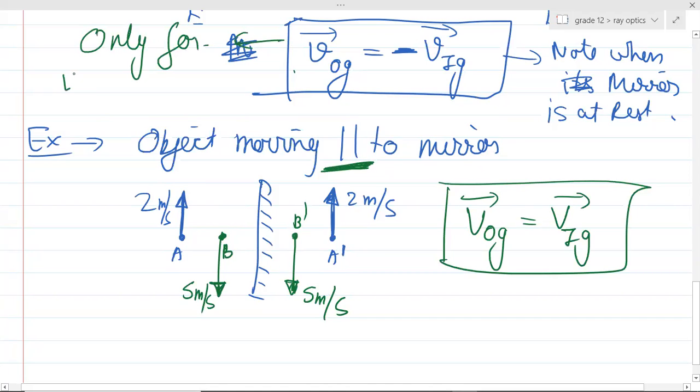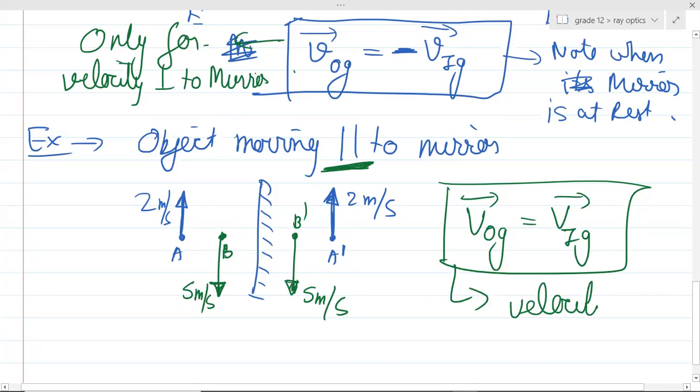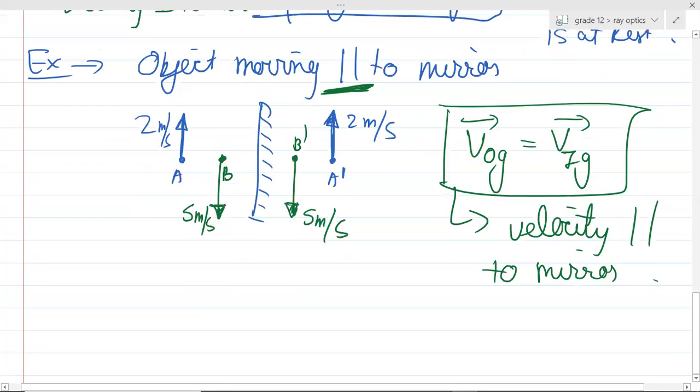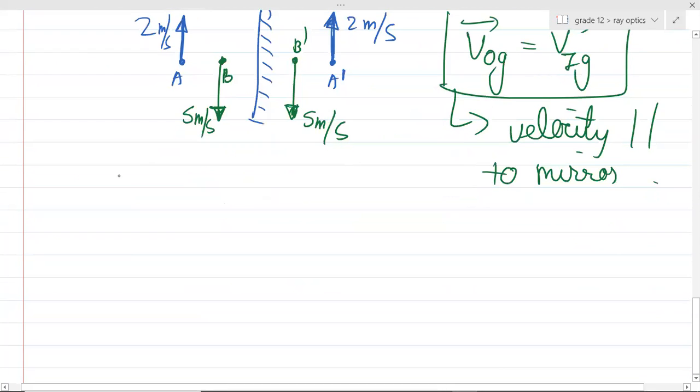Anna, this is only for velocity perpendicular to the mirror, and this is only for velocity parallel to the mirror, right? Both components have to be dealt with separately, right? Now the question is this, guys.